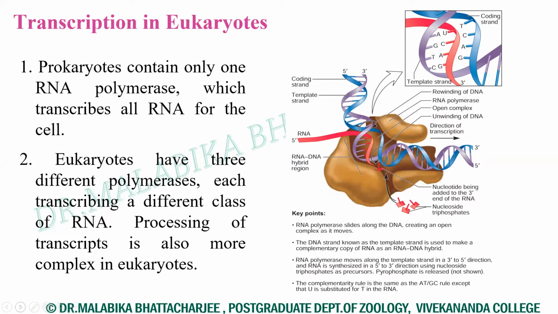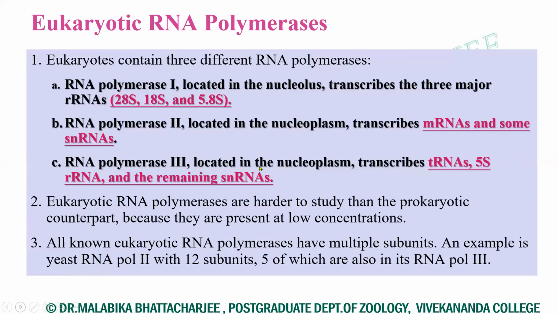Now, the second point is that we have three categories of eukaryotic polymerases. Pol 1, located in the nucleus, transcribes the three major ribosomal RNAs, 28S, 18S, and 5.8S. RNA polymerase 2, located in the nucleoplasm, transcribes the mRNA and some snRNA.